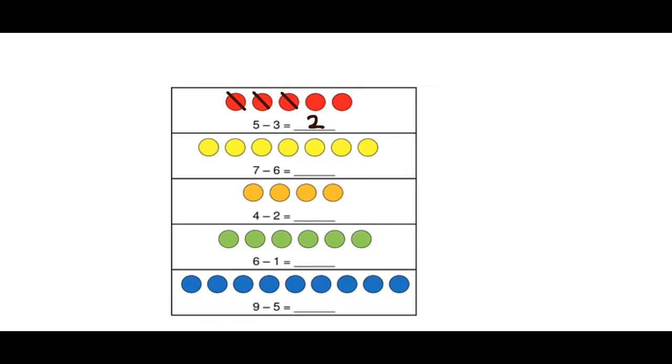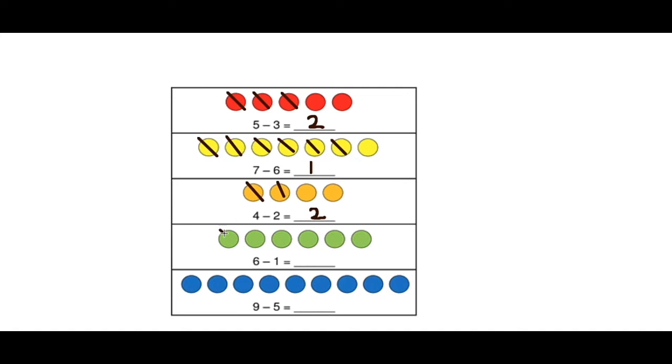Now let's go to the yellow balls. From 7 balls we have to strike out or remove 6 balls. When we do that, there is only 1 ball remaining. So the answer is 1. Now the next one, 4 minus 2. We have to strike out 2 balls. And what remains is 2 balls, which is the answer.